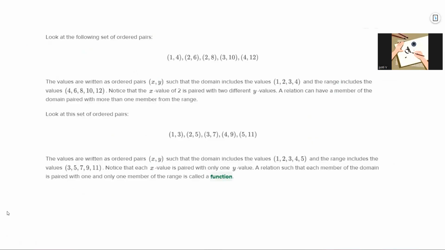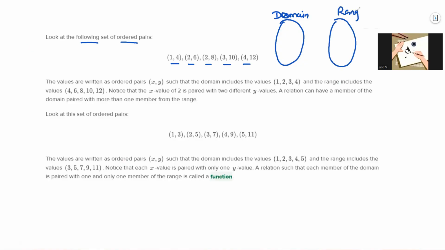Here we go. Let's understand the meaning of a function and a relation. Look at the following set of ordered pairs: (1, 4), (2, 6), (2, 8), (3, 10), (4, 12). Let me draw this in the form of a domain set and a range set. All the first things in the ordered pairs are the elements of the domain set. So we have 1, 2, 3, 4 constituting the domain set.